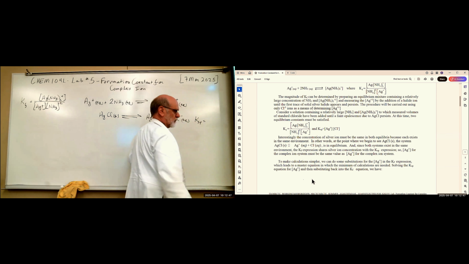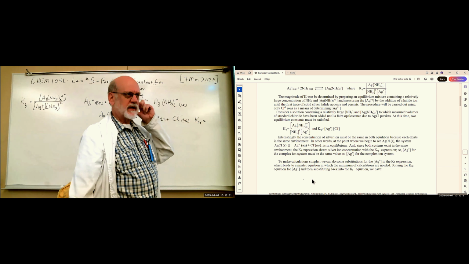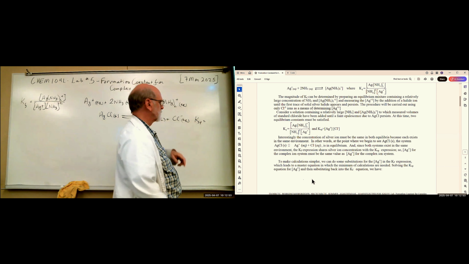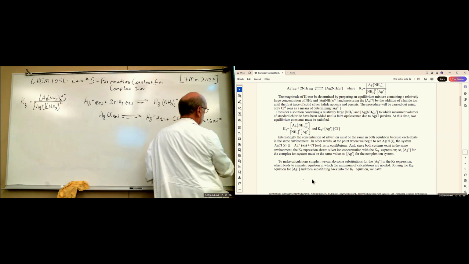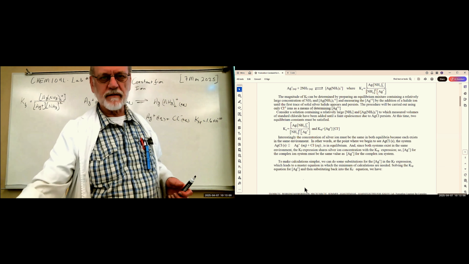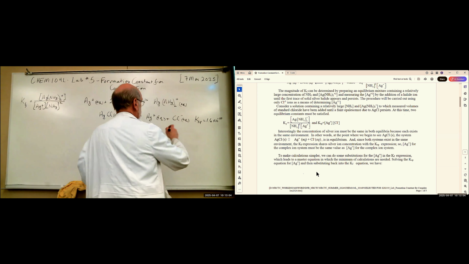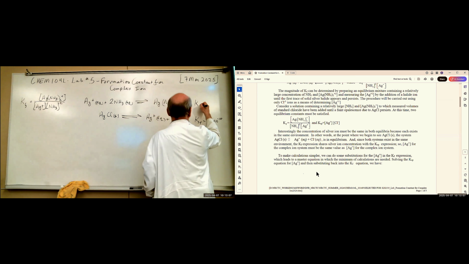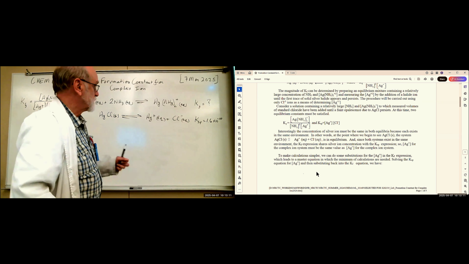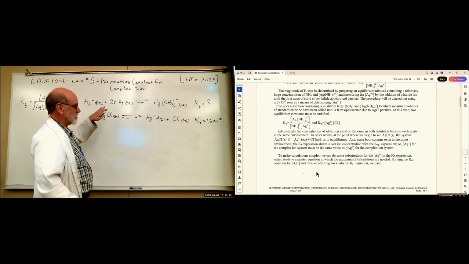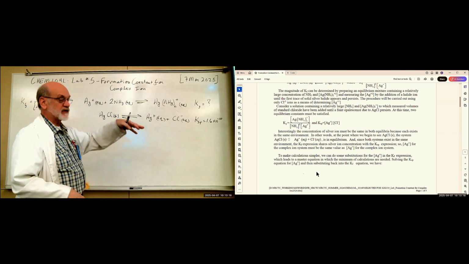Okay. 1.6 times 10 to the minus 10, I think. I believe that's right. I'll correct it if I find different. But this is the one we don't know. Okay. So since both of these reactions are occurring at the same time in that solution, we can combine the two.